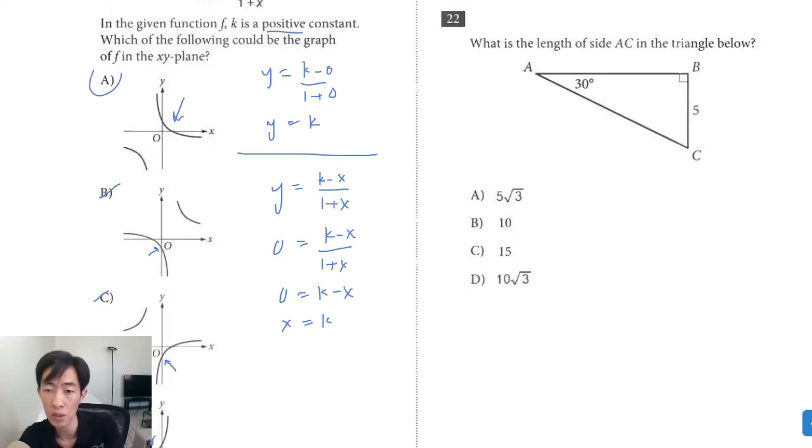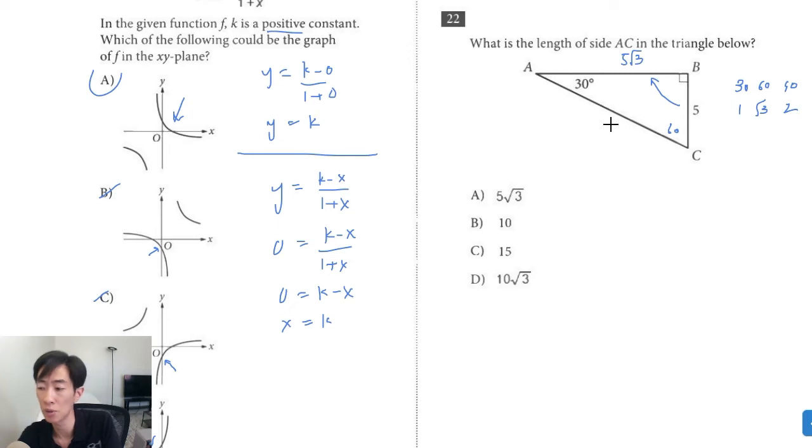Question 22, what is the length of AC in the triangle below? So what do I see? 30, 60, 90 triangle. I have memorized 30, 60, 90 is 1, rad 3, 2. And that tells me that opposite the 30-degree angle is the small leg. And to go from the small leg to the large leg, I multiply 1 by rad 3. So that tells me the large leg is going to be 5 rad 3.